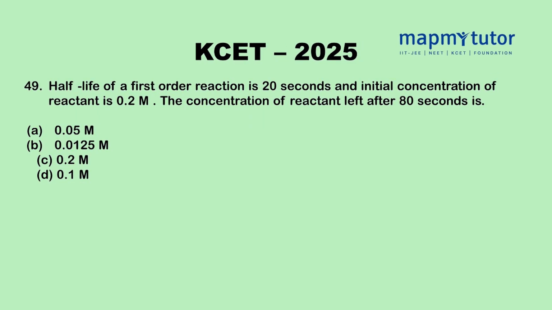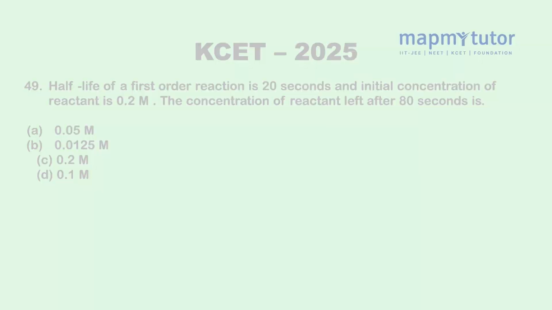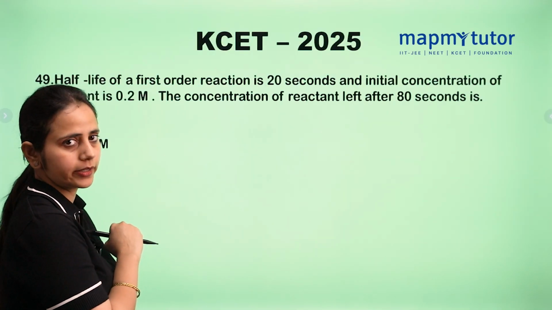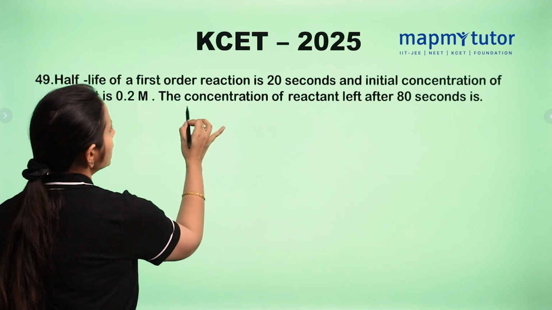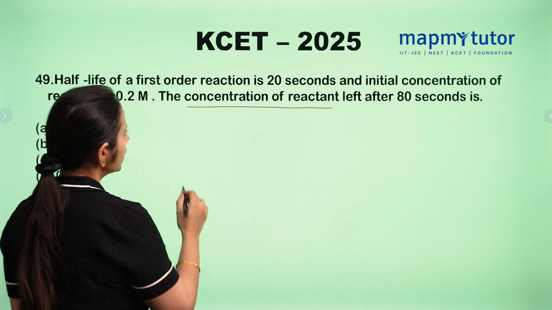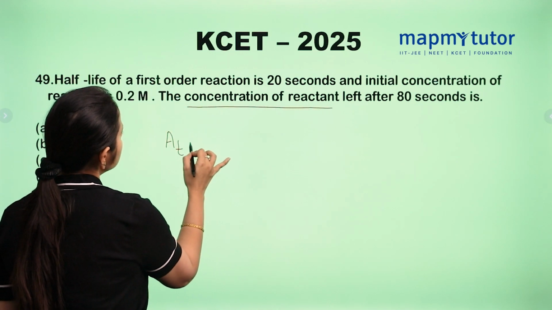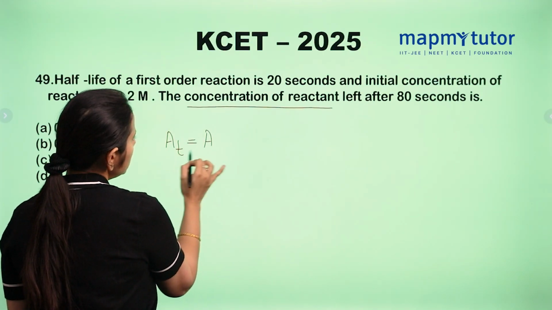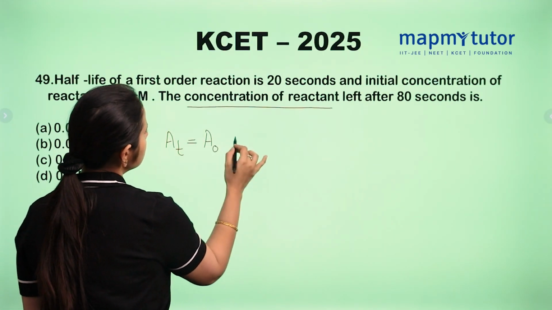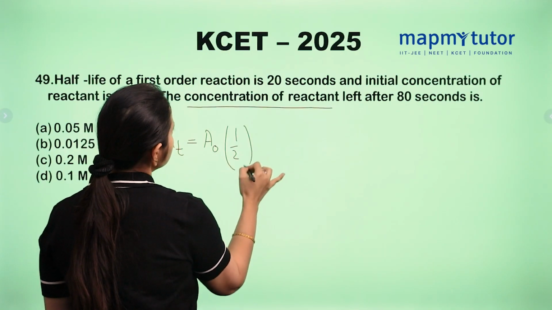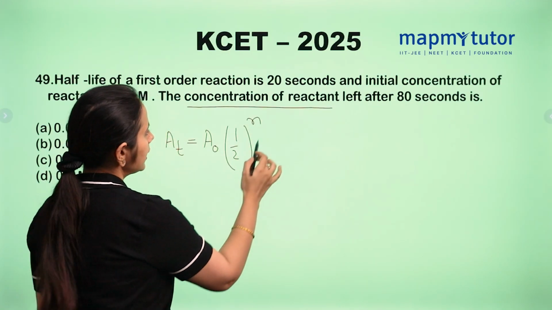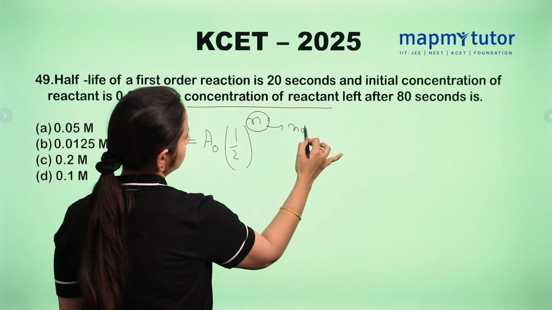The half-life of a first order reaction is 20 seconds and the initial concentration of the reactant is 0.2 molar. The concentration of reactant left after 80 seconds is? This is a question from chemical kinetics. We need to calculate the concentration of a reactant. The easiest formula is A_t equals A naught times half raised to power n, where n is the number of half-lives.